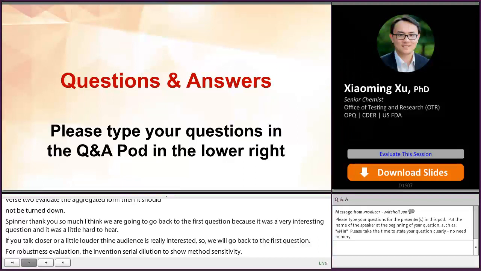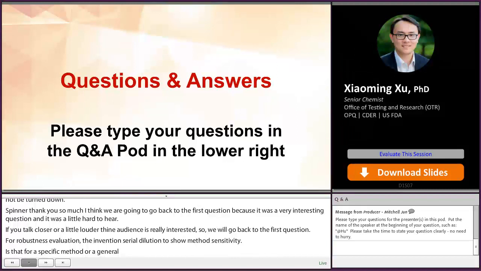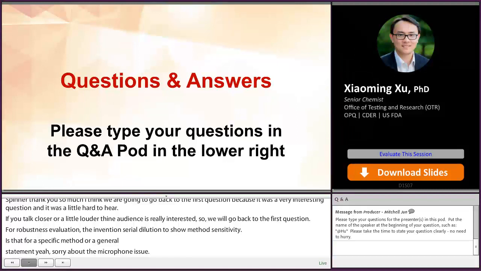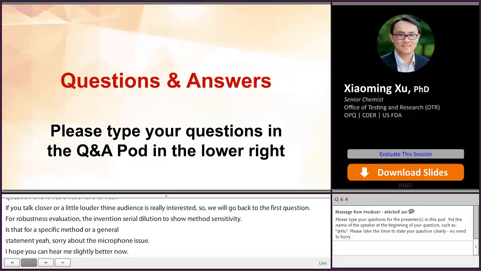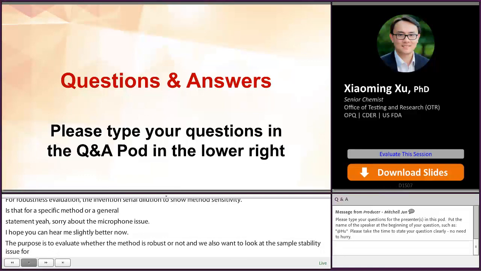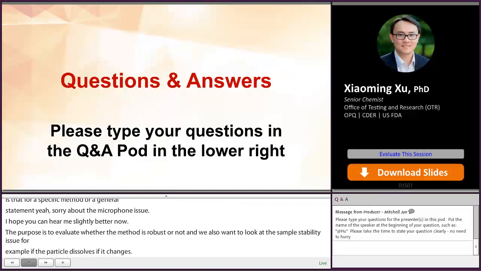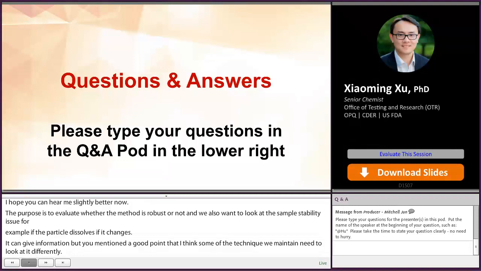Yeah, sorry about the microphone issue. I hope you can hear me slightly better now. The purpose of the dilution, as I mentioned earlier, is to evaluate whether a method is robust or not. And also we want to look at sample stability issues. For example, if the particles dissolve or if the oil globules cause phase changes. In this case, serial dilution can give us that information. But you mentioned a good point, that for some techniques, we may need to look at dilution differently. For laser diffraction, we don't typically pre-dilute because the dilution actually occurs during the measurement, as mentioned. So in this case, changing the sample amount effectively changes the degree of dilution. And I hope this answers the question.